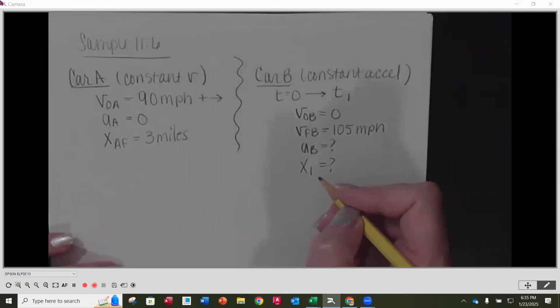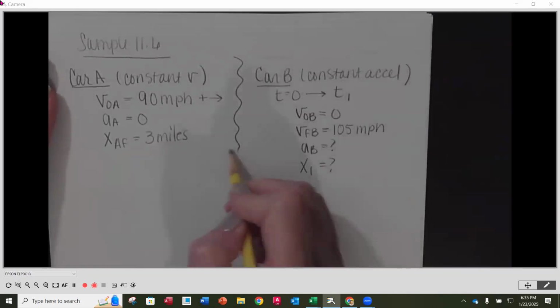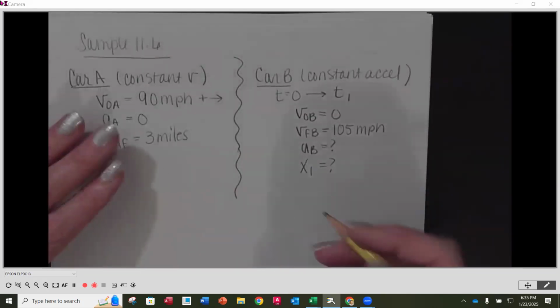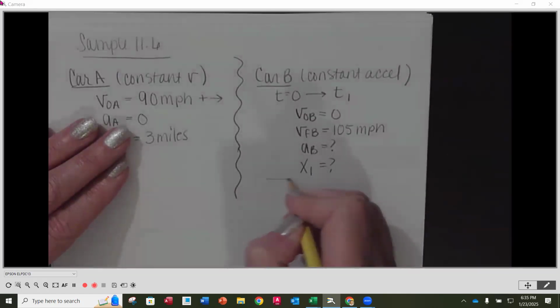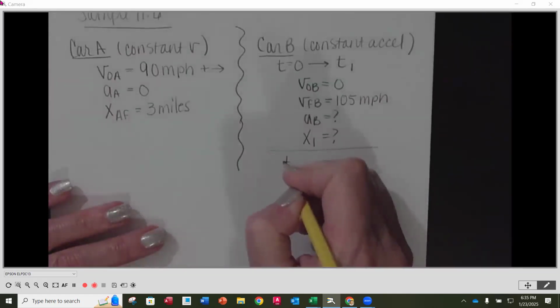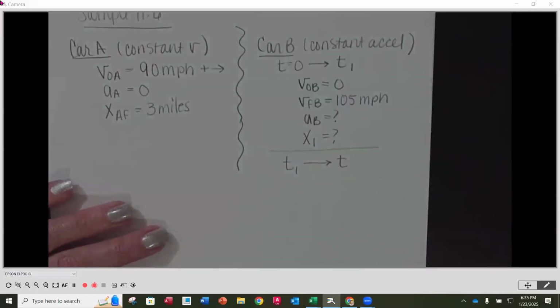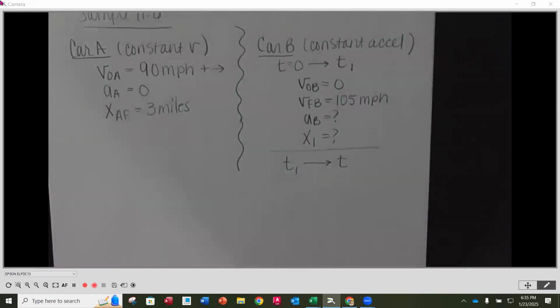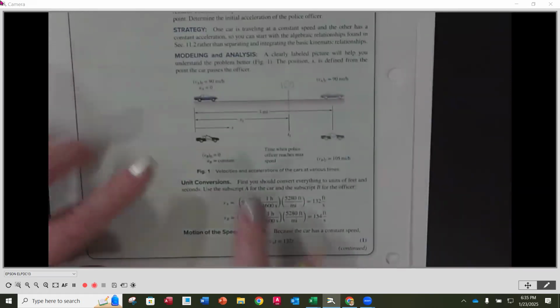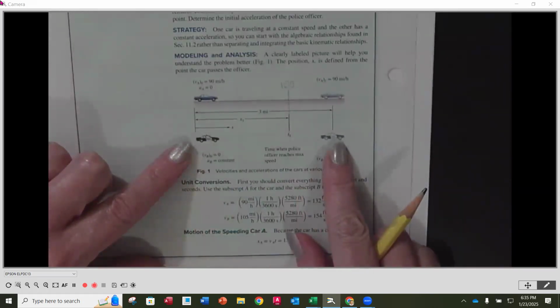And then there's going to be the second phase that our police car goes through. I'm going to put a little line here, and this is going to be from T1 to the overall time, T. I think that's right. Let me just double check. Yeah, and that's the total time to get to the end. So our T is going to be from 0 all the way to when they catch each other. So T1 is the intermediate and T is over here.